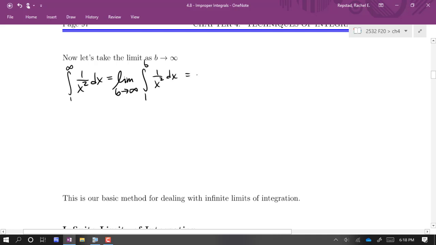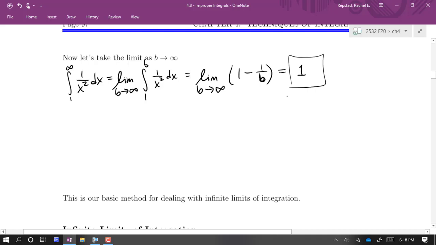And of course we did the integration on the previous page, so we're not going to repeat that. So this is the limit as b approaches infinity of 1 minus 1 over b. And as b approaches infinity, this whole thing approaches 1.